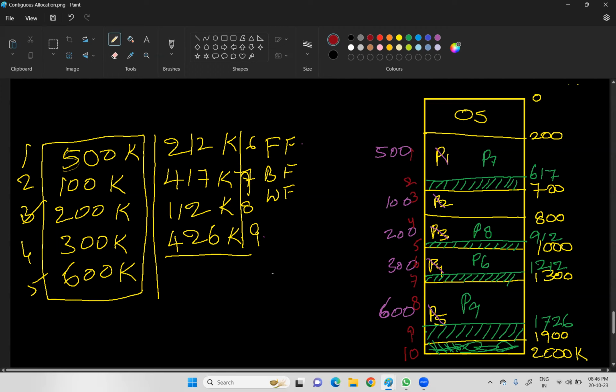So compaction can be operated, and you can arrange the entire thing in a proper way. Then you can do the operation. But it could be a tedious process to perform, a big process. Therefore, to avoid this kind of confusion while allocating memory to several processes, paging was introduced. That is the cause why paging was introduced.